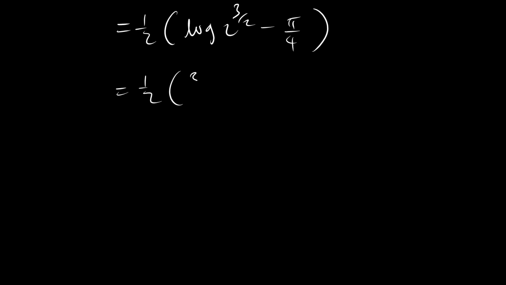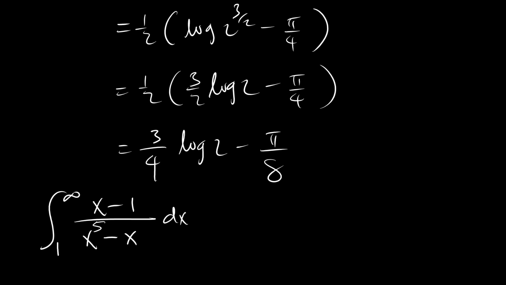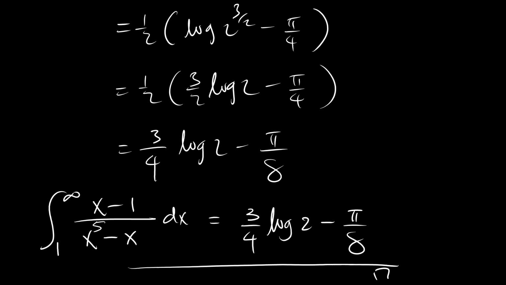So our problem now becomes a half log of 2 to the 3 over 2 minus pi over 4, which is a half times 3 over 2 log of 2 minus pi over 4, which we can succinctly express as 3/4 log 2 minus pi over 8. And so the problem we had, which was the integral from 1 to infinity of x minus 1 over x to the power 5 minus x, is equal to 3/4 natural logarithm of 2 minus pi over 8. And that, ladies and gentlemen, was the answer that was expected.